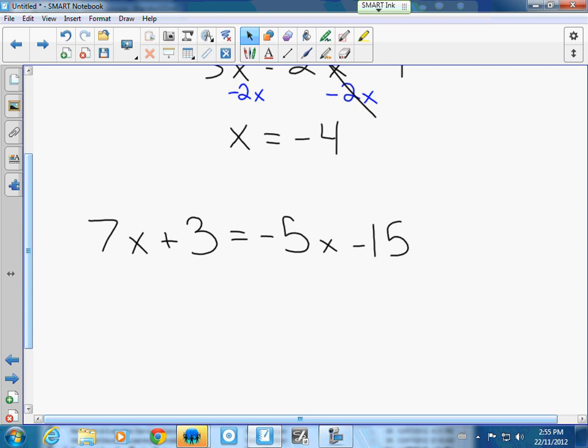Cameron, turn around. Move the 3, move the negative 5x, then do division. What'd you get as an answer? What'd you get? Negative what? What'd you get? No.